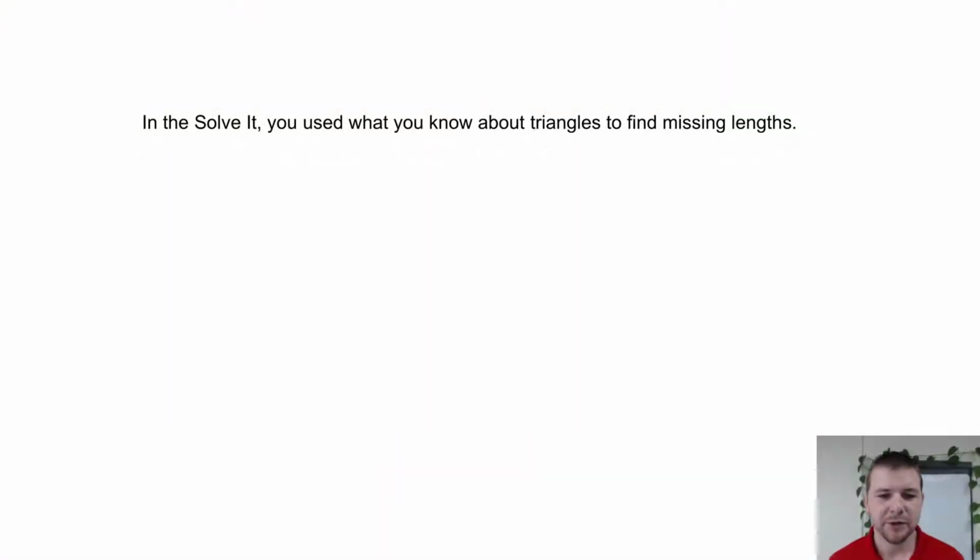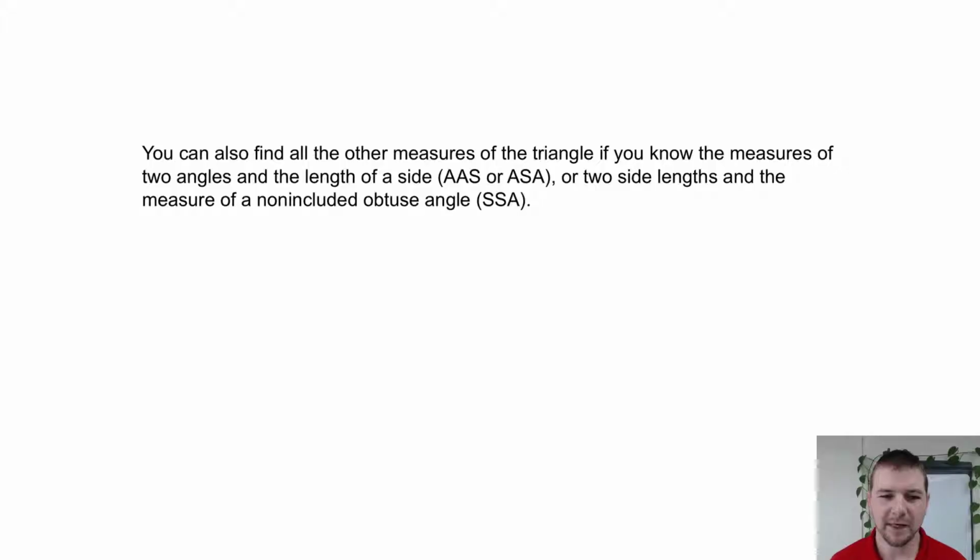In the Solve It, you use what you know about triangles to find missing lengths. You can also find all the other measures of the triangle if you know the measures of two angles and the length of a side, like angle-angle-side or angle-side-angle, or two side lengths and the measure of a non-included obtuse angle, side-side-angle.